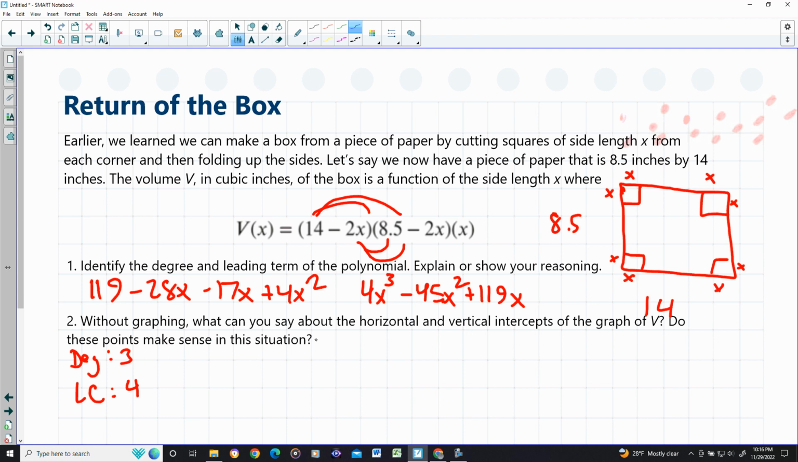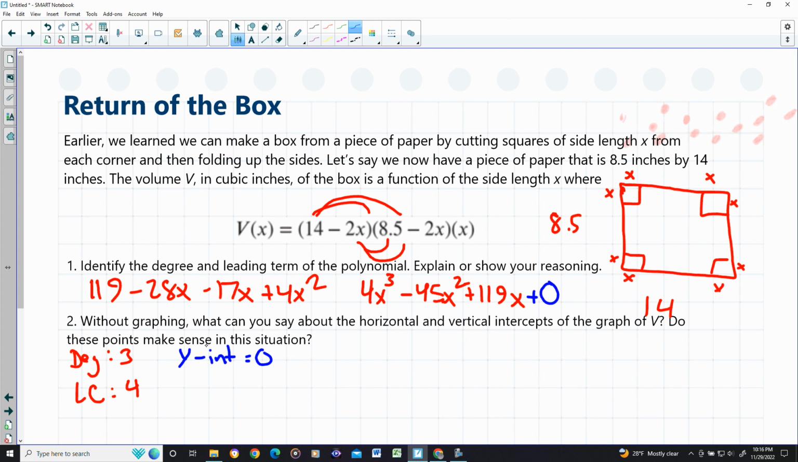Okay, so the biggest thing here is, well, let's start with the easy one. What is the y-intercept of this function? The y-intercept is the same as the constant term. The constant term is 0. So the y-intercept is 0.